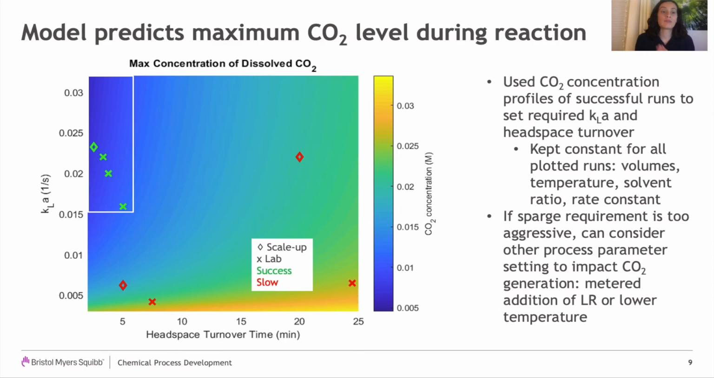So after we plotted this curve, I saw that I would want to keep KLA above 0.02 and keep headspace turnover below 5 minutes. And then I got that successful reaction at the same scale that we were not successful in the Kiel lab previously.